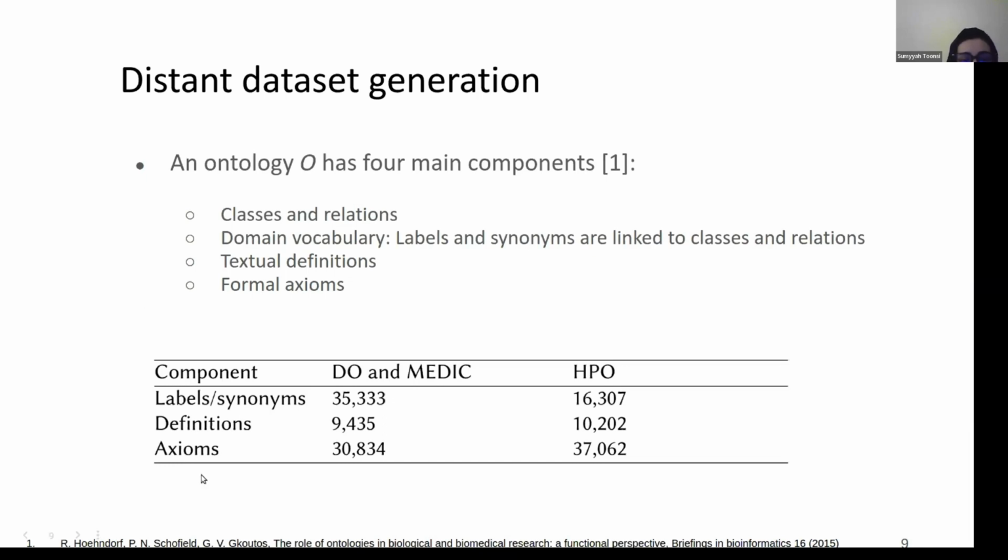So here are also some quick statistics on the number of labels and synonyms from DO and MEDIC and from HPO. Of course, we have more labels and synonyms from DO and MEDIC because we merged 2 resources. And the number of definitions that we have for both and the number of axioms.